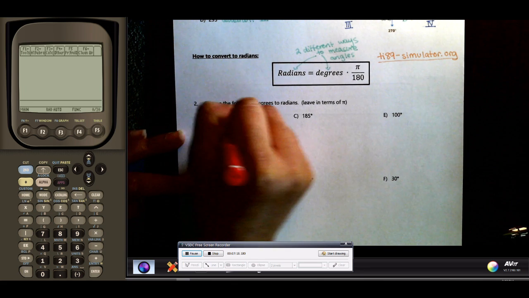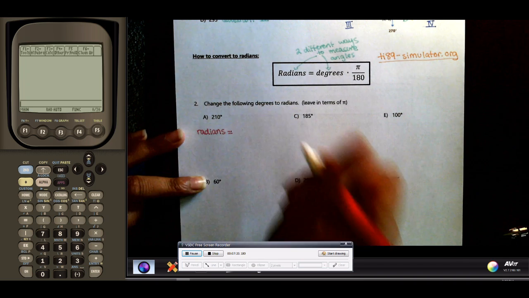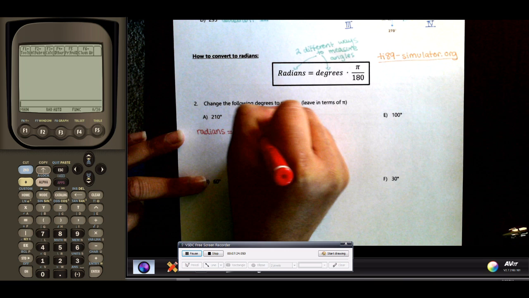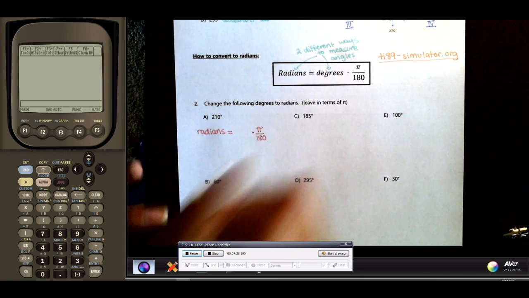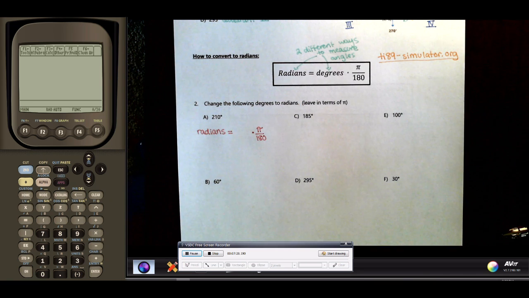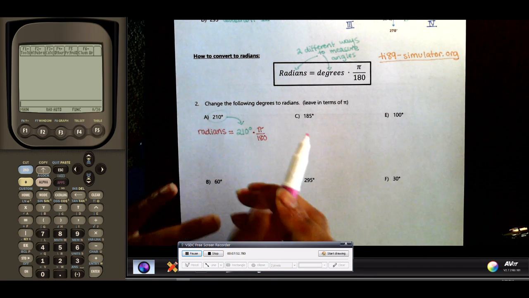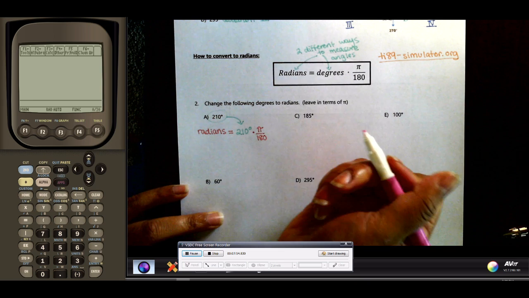Equals, we're going to plug in the number of degrees, and then do times pi over 180, okay? And so the number of degrees in this case, if we went back up to our problem, is 210, right? So that's what we're going to put right here. So if you wanted to do this by hand, I'm going to show you by hand first and then with the calculator.